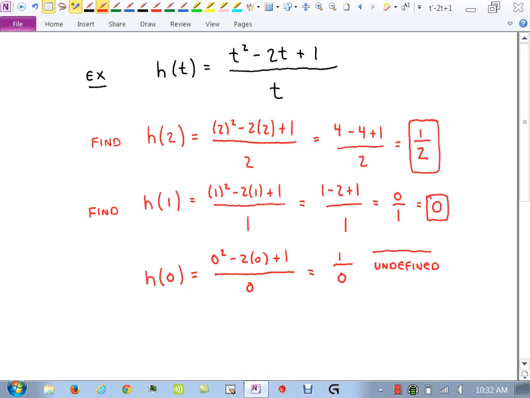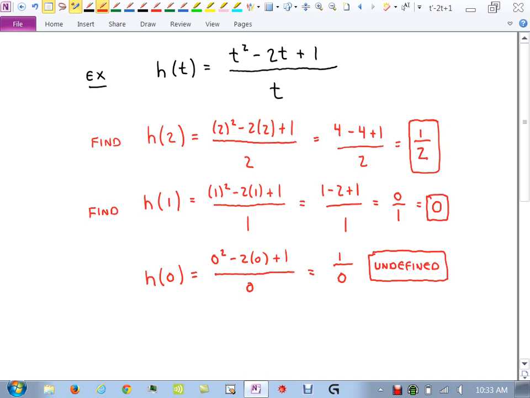Undefined. The answer is undefined. You understand why? We cannot divide by 0. All right? It's an operation that's not allowed in our number system.